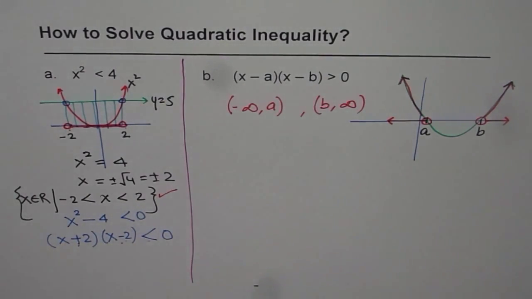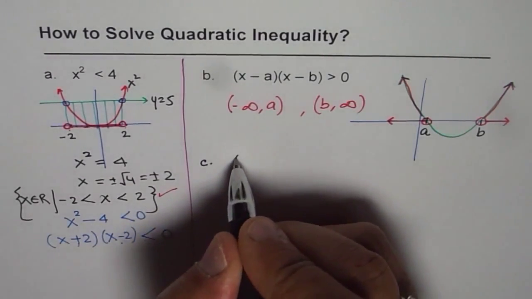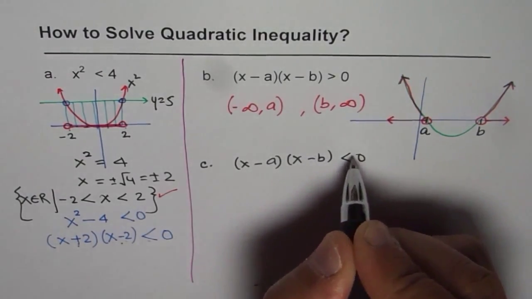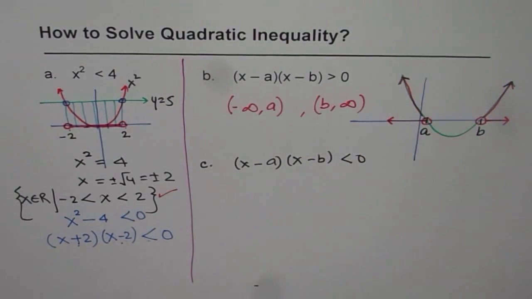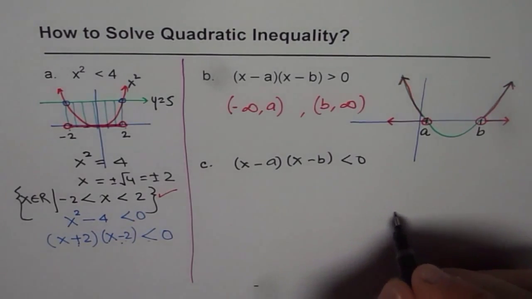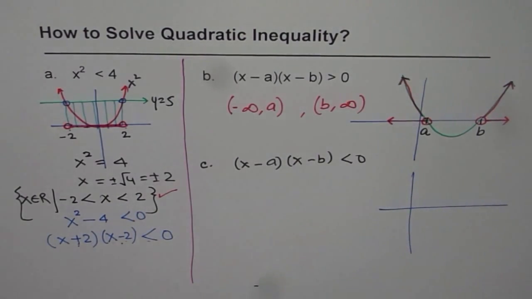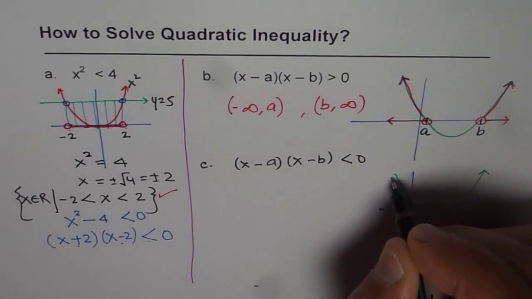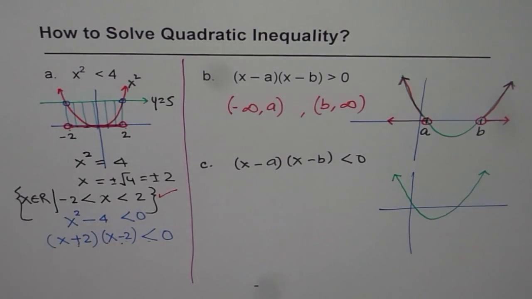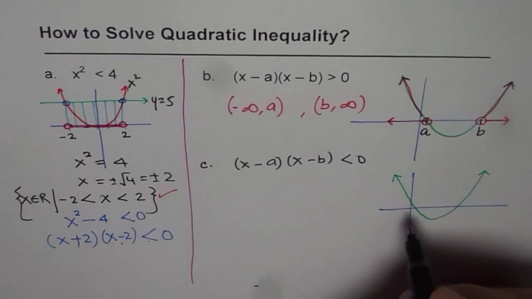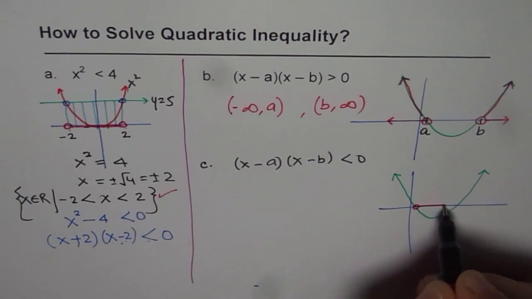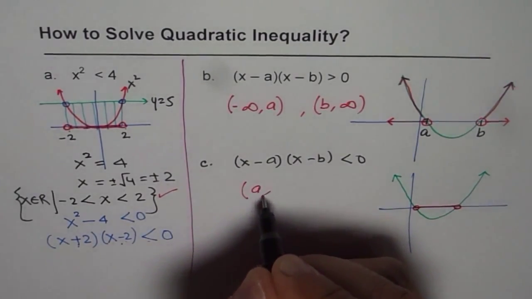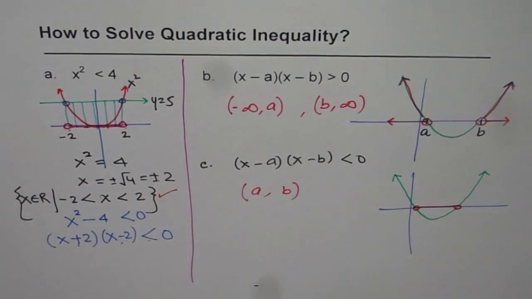Now if I take a case, let me say case C, where I have x minus a times x minus b as less than 0, in that case the solution will be, let me draw this again here, right? So let's say we have something like this here, and a and b are general values, right? I'm just assuming them to be positive for the time being, right? Now here, if I say it's less than 0, then the solution is in between the two zeros. Then the solution is from a to b. Do you see that? That is the part of the solution.